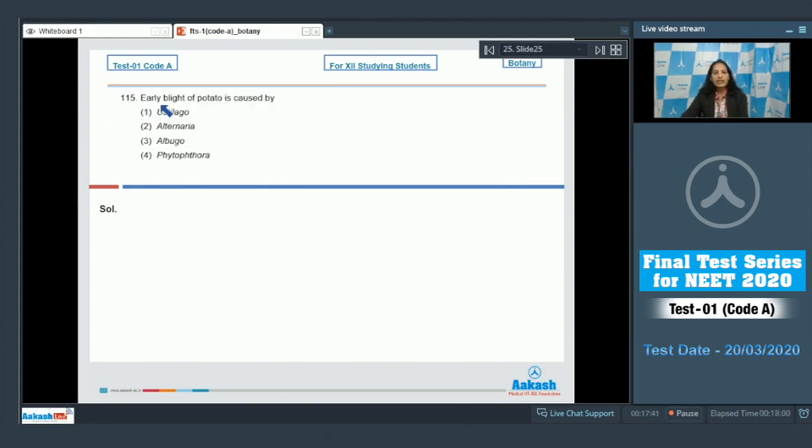Question number 115. Early blight of potato is caused by. It is the Alternaria which causes the early blight of potato. You can be confused with the Phytophthora. Phytophthora causes late blight of potato, not the early blight. Early blight is caused by the member of deuteromycetes, that is Alternaria. So the correct option for the given question is option number 2. Let's move to the next question.